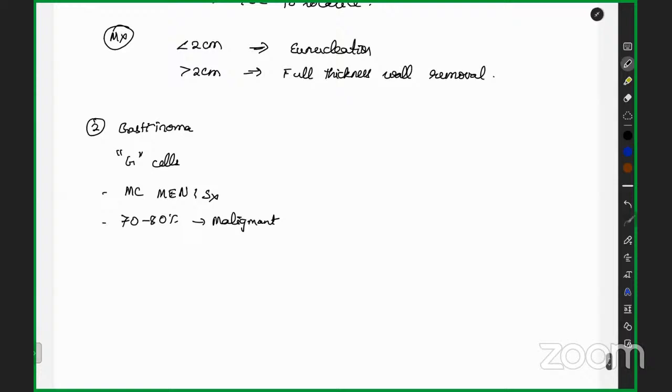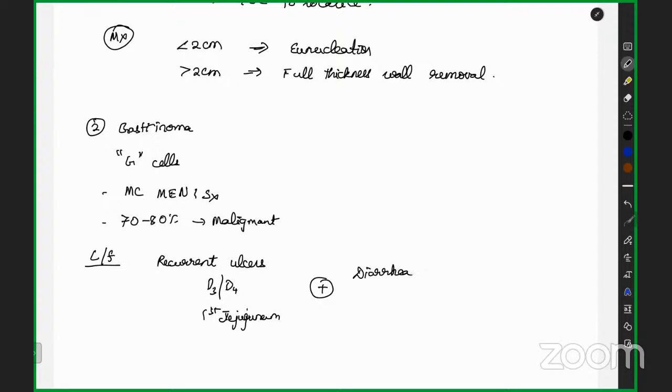Okay. So now you're going to get a patient like this. And what is going to be your clinical features? The patient will have a recurrent ulcer. And these ulcers are actually located in the atypical areas, like your duodenum, fourth part of duodenum, third part of duodenum, first part of jejunum. These places are very unusual to get ulcer, and you're going to get ulcer in these areas. And the patient will also have a history of diarrhea. The patient will also have a history of malabsorption.